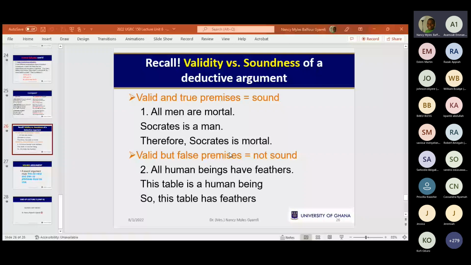Okay, madam, I think that the hidden premise is you passed. Very good. What was the valid pattern you used? Modus ponens, madam. Modus what? Modus ponens.